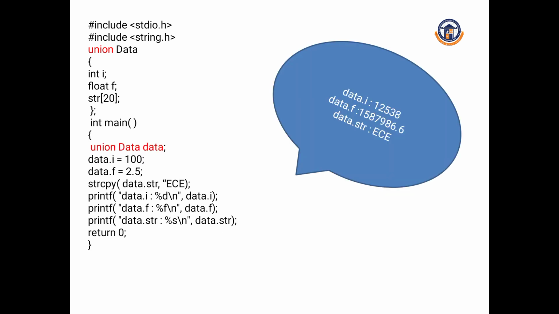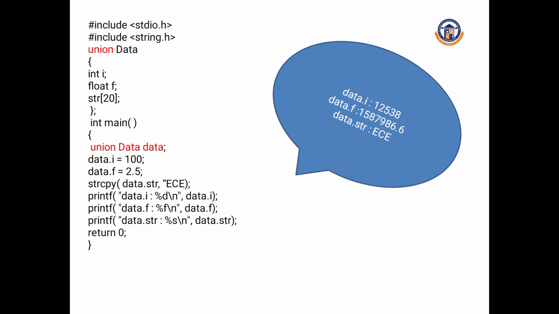The first slide, as I have stated before: union members will have the same memory location, and you can access only one member at a time. So if I have declared and initialized all those variables, and after that I am printing all of them, this produces an error in data.i printing. Since the last one I have asked the system to print is data.str.